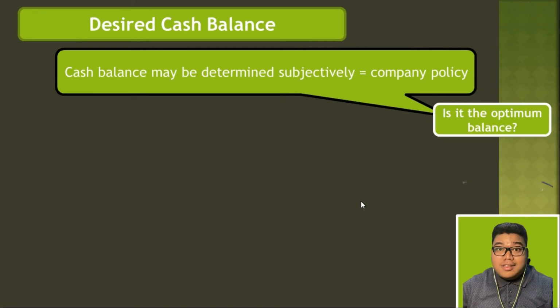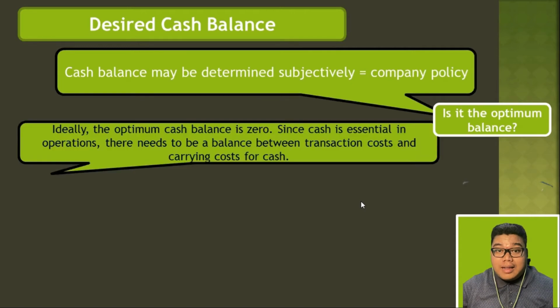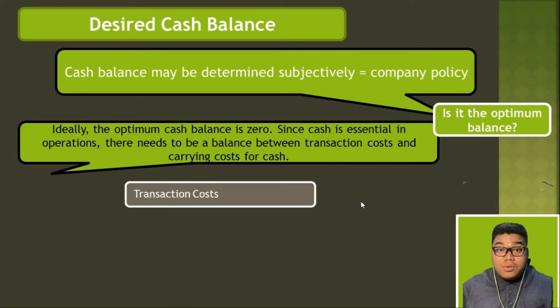The thing that we would consider here is, is it the optimum cash balance? Actually, no, it would not be. Ideally, the optimum cash balance is zero, but since it is essential to maintain a cash balance in operation, we can have a balance between the number of times that we convert our resources to cash and the cost of carrying them as available cash balance. So in doing that, we can use a quantitative formula that would balance that.